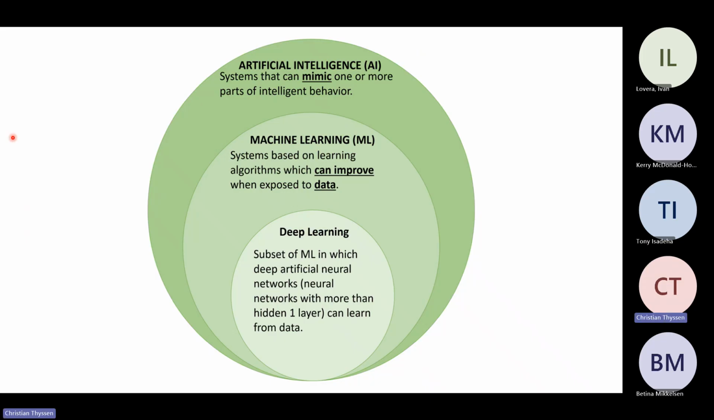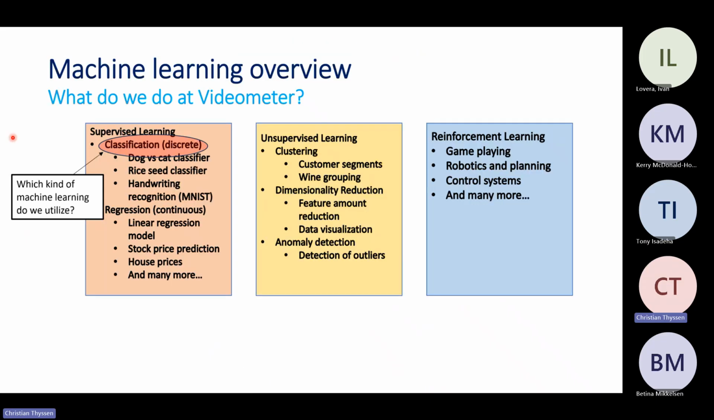So what is machine learning? Machine learning is then AI systems that can improve. So they have this kind of learning property, they can actually learn from data. And then for your interest, deep learning is the subset of machine learning in which you use these models called deep artificial neural networks, which can learn from data. So a short overview of machine learning.